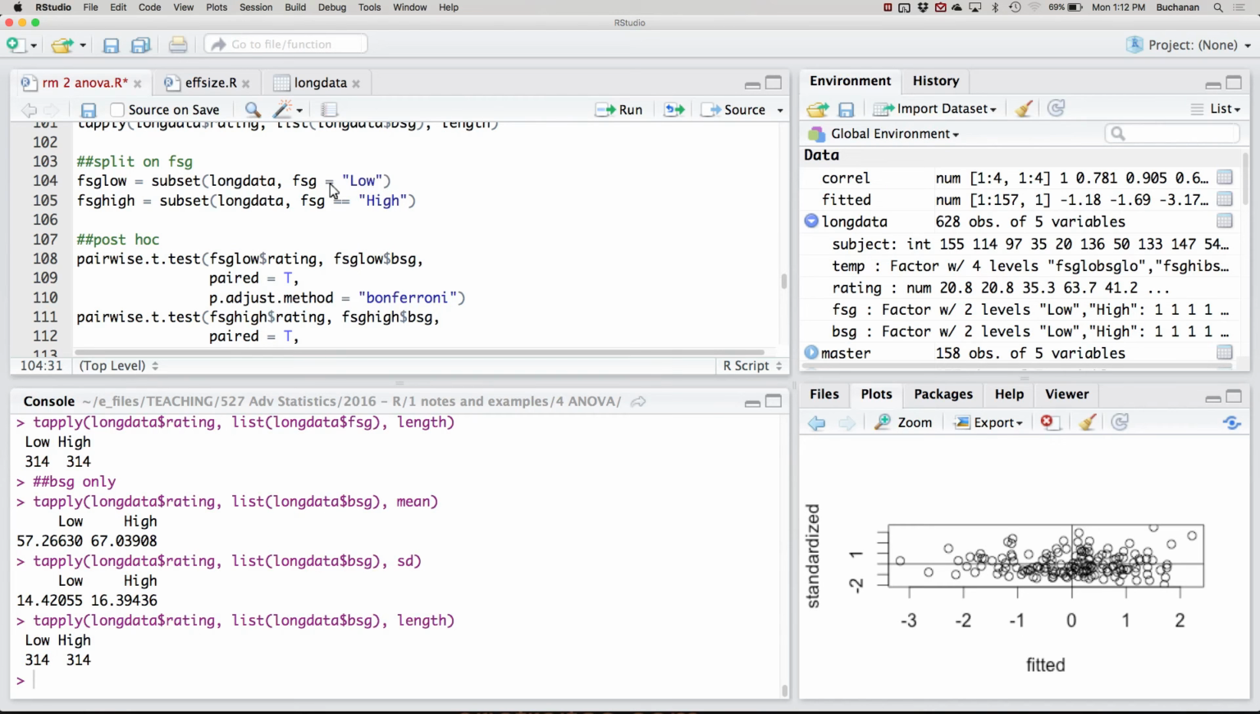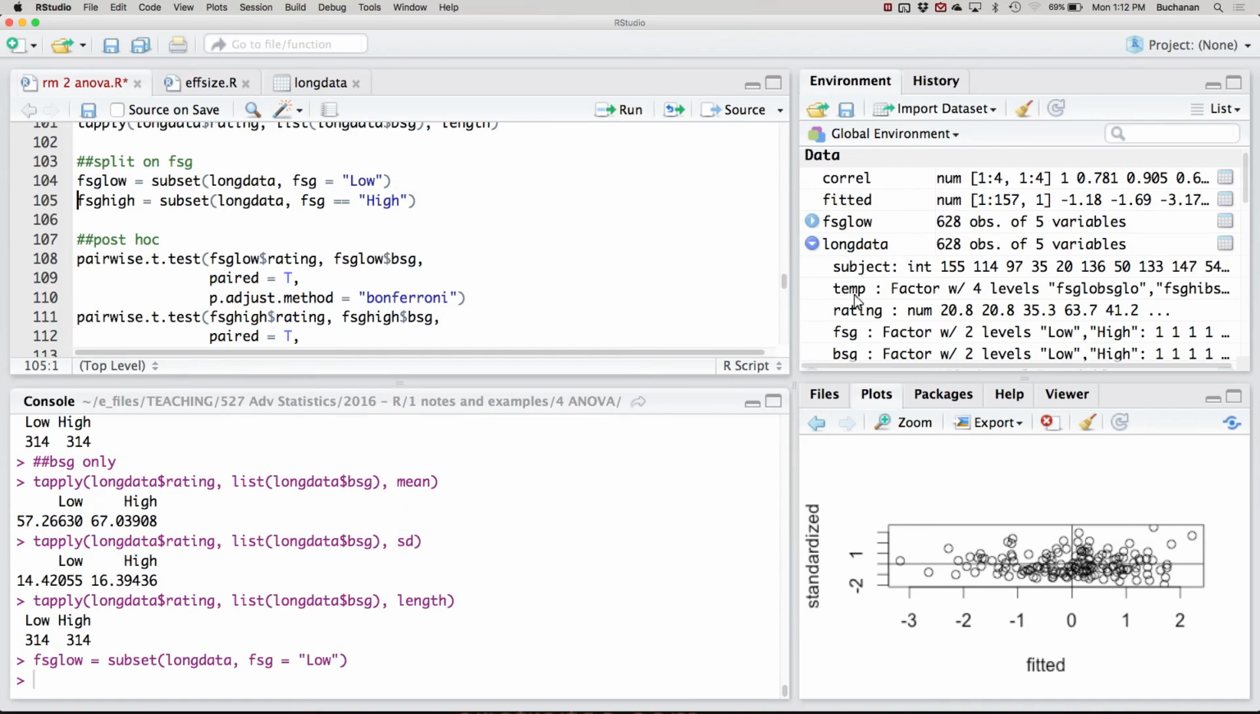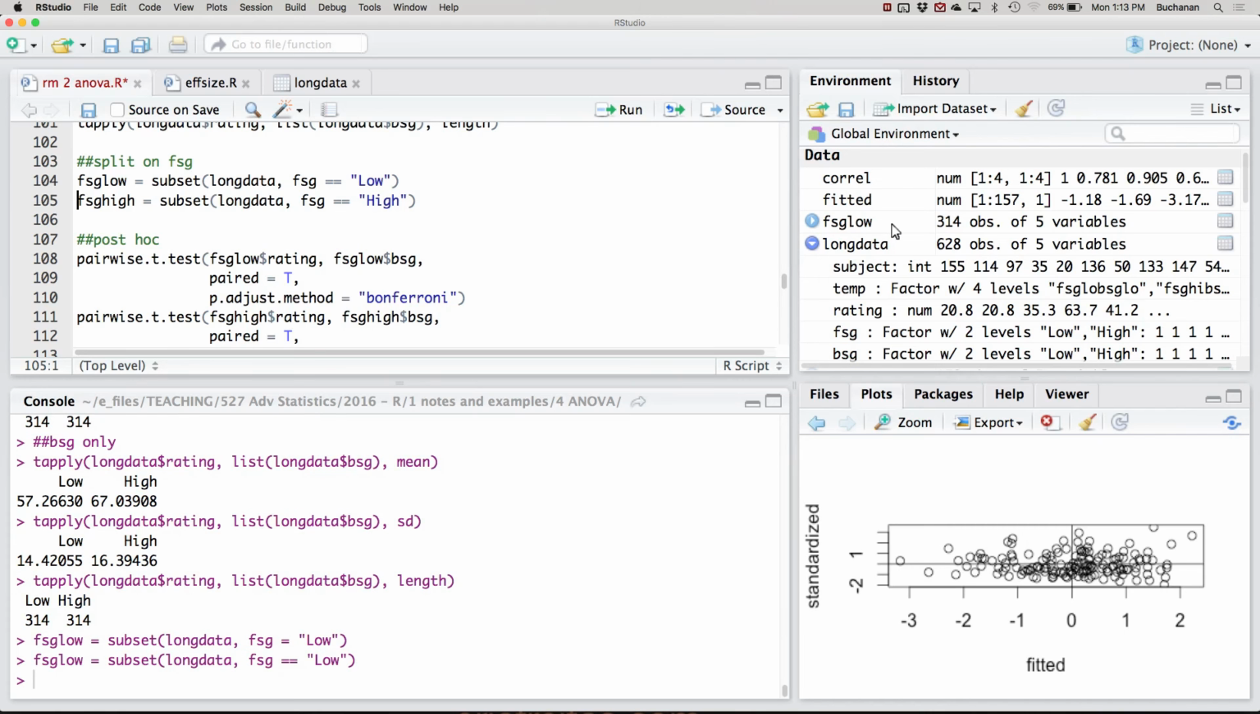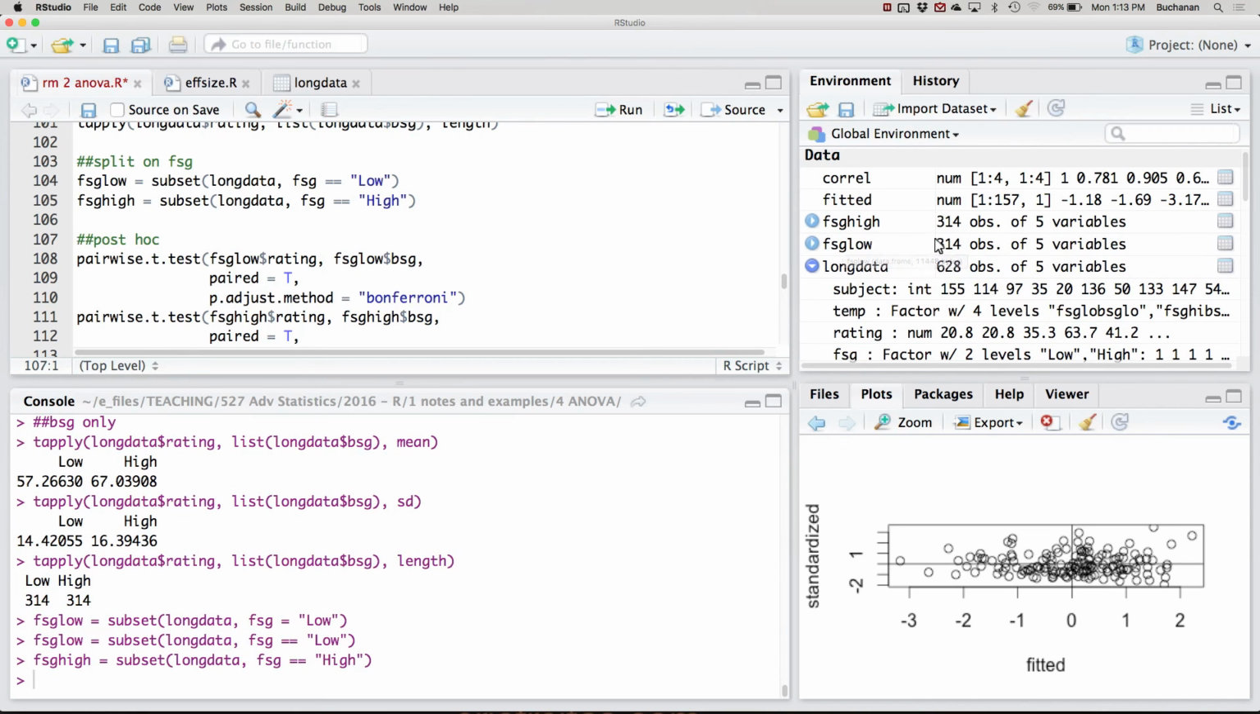So watch what happens if you do 1. It doesn't give you an error. It doesn't tell you, hey, that didn't work. But if I look at FSG low, it still has 628 rows, which means it didn't do anything. If I run it with 2 equals, now it only has 314. If I run the second one, my FSG high one now has 314. That adds up to 628. It looks like it worked okay. So the short answer is double equals. Make sure they add up correctly.